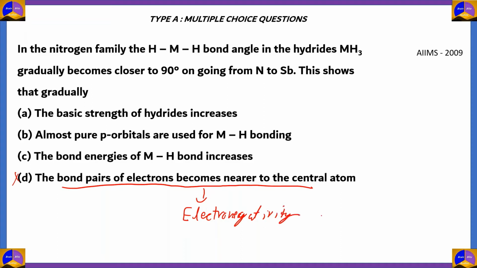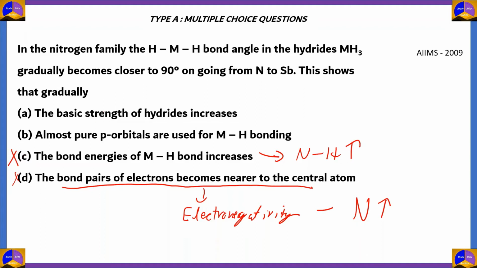And when it comes to electronegativity, nitrogen is the highest. So it is the most electronegative. So option D is incorrect. Option C, bond energies of MH bond increases. Once again, NH bond is the highest in terms of bond energy. So option C is incorrect.